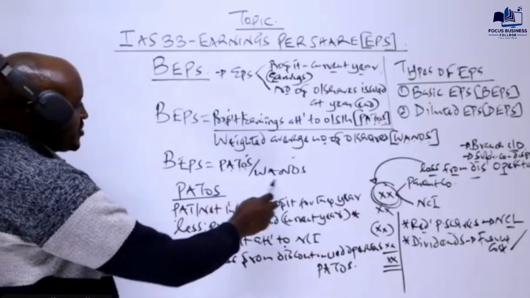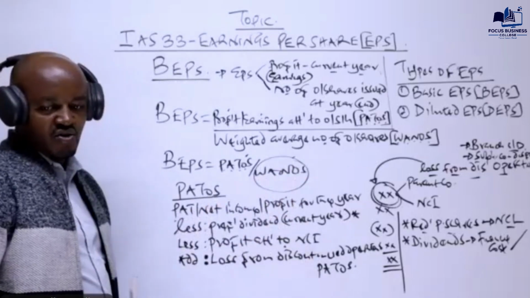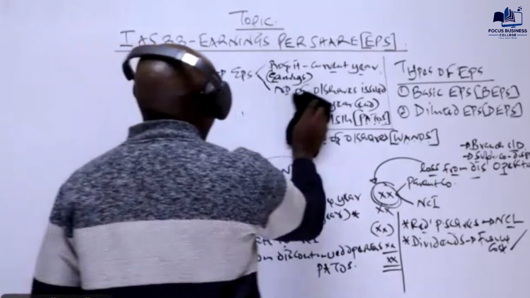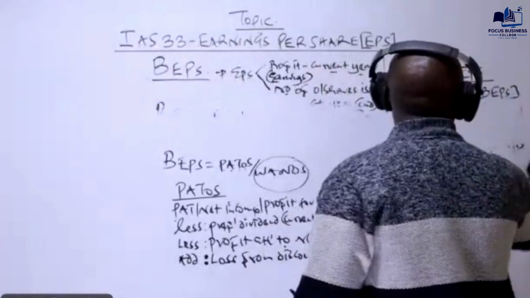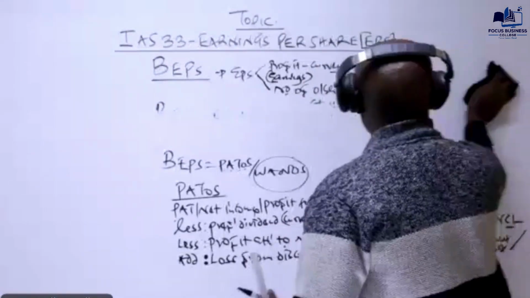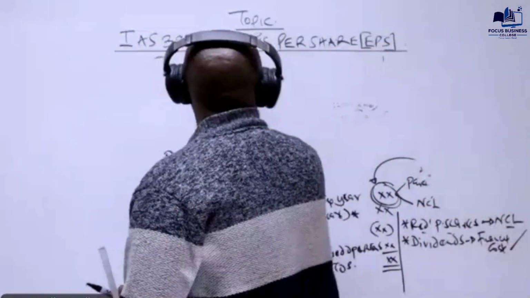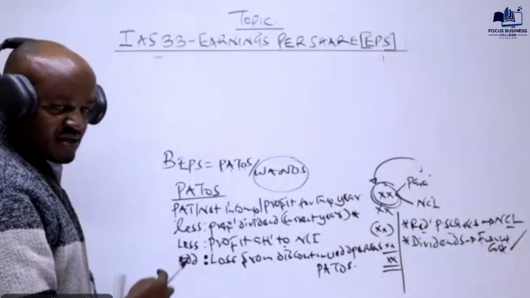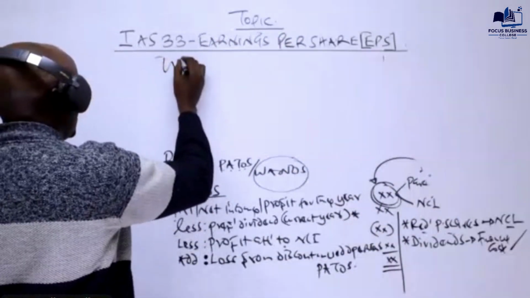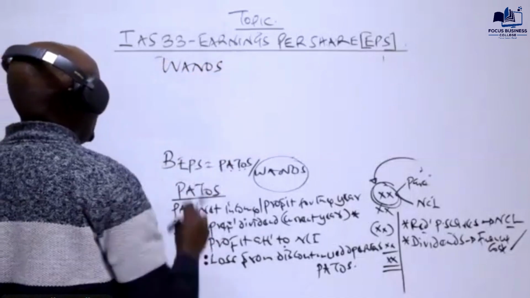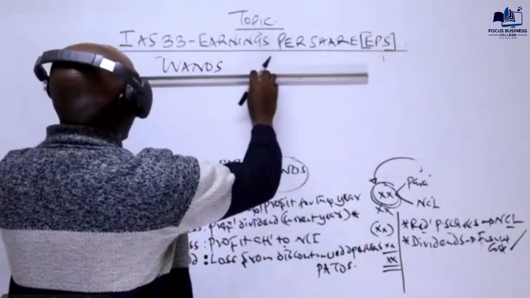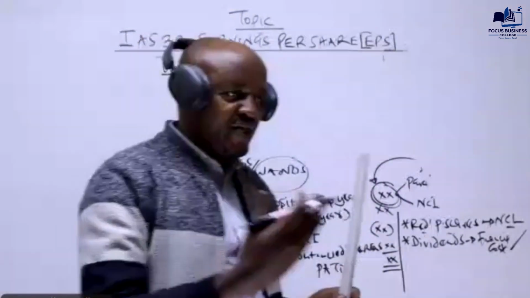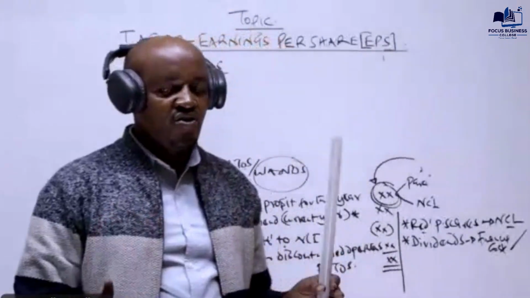So next, I want us to look at how we compute the weighted average number of ordinary shares, the one-offs. Now, this one is computed by taking what? Remember, here we are referring to the weighted average number of ordinary shares.